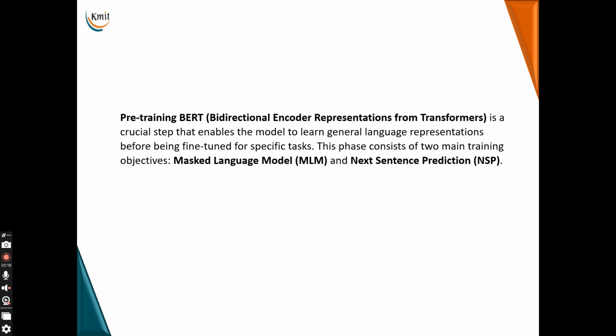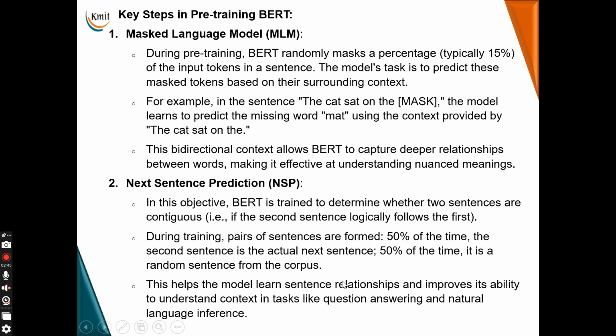So in pre-training you are allowing the model to learn the complete language, and in fine-tuning you are asking it to perform a specific task related to the language it has learnt. This pre-training of BERT consists of two main training objectives. One is the masked language model, the other is next sentence prediction. Let us quickly look in detail at these two objectives.